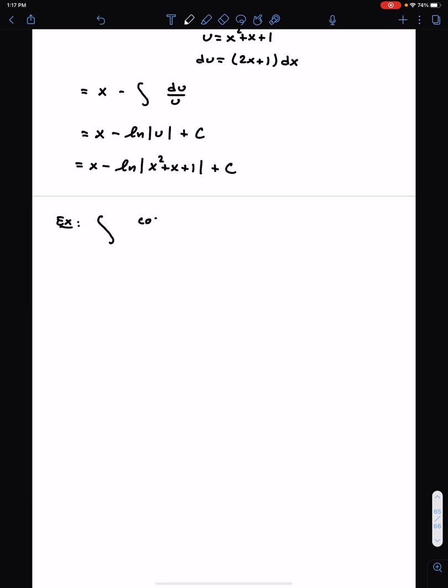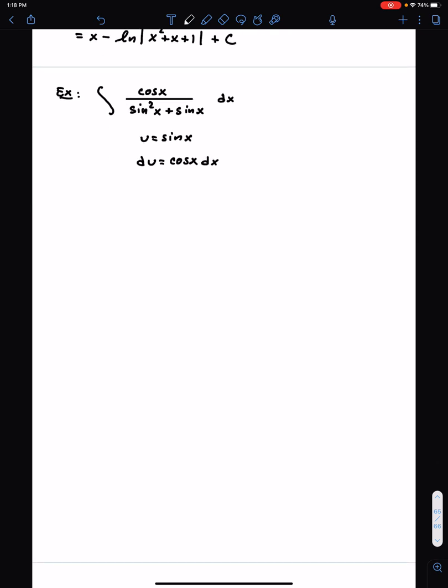The integral of cosine of x divided by sine squared x plus sine x dx. On this, I'm going to do a u substitution first. U equals sine of x, so du is cosine x dx. So the integral turns into du divided by u squared plus u.